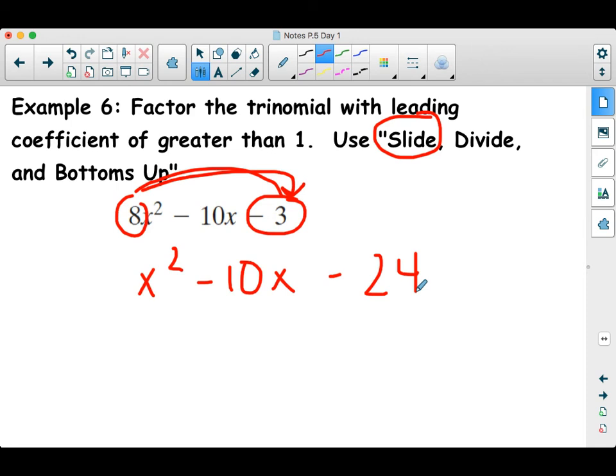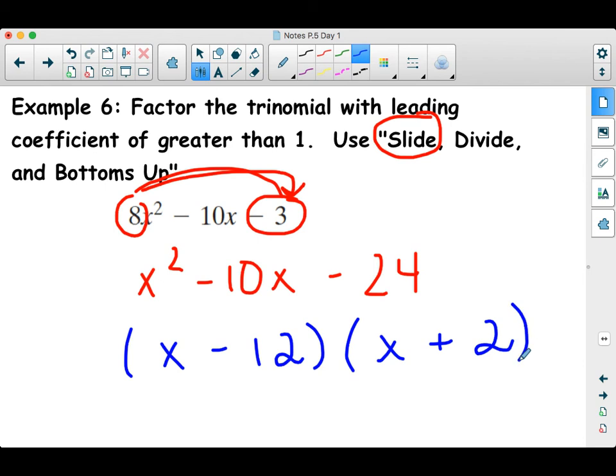All right. Now, before we divide, we have to factor this trinomial. So how you factor it is just like how we've done in the previous example, where you say, what are the factors of negative 24 that add to negative 10x? And that's x minus 12 and x plus 2. Now here's where the divide comes in. Remember how we ignored this 8? You're going to divide it by the two numbers, negative 12 and 2.